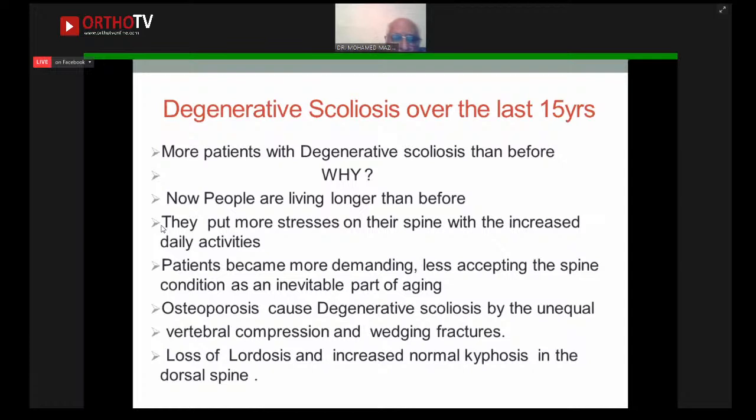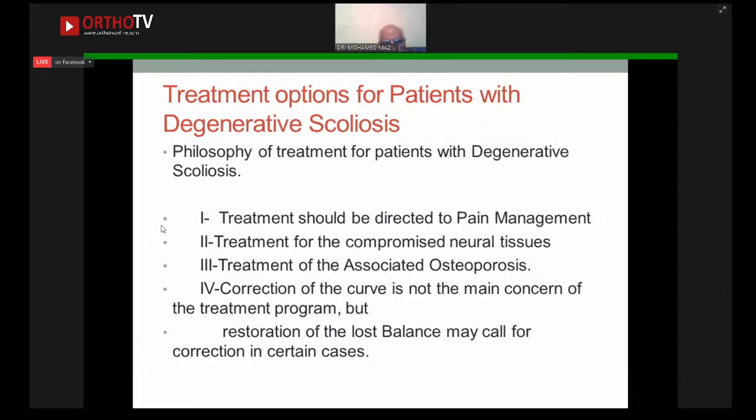Treatment options for patients with degenerative scoliosis. Number one, the philosophy of treatment of patients with degenerative scoliosis differs from that of the deformed spine in recent and young age. Treatment should be directed to pain management at first, and treatment of the compromised neural tissue. So you treat back pain and look after the compromised neural tissue, either in the canal or the nerve root, and the treatment of the associated osteoporosis. And the correction of the curve is not the main concern of the treatment program for the elder age group. This has to be clear.